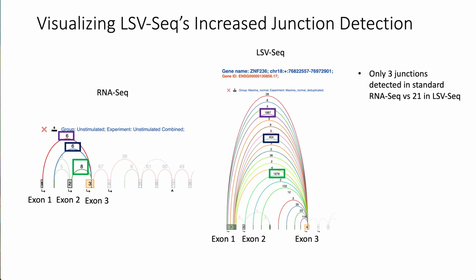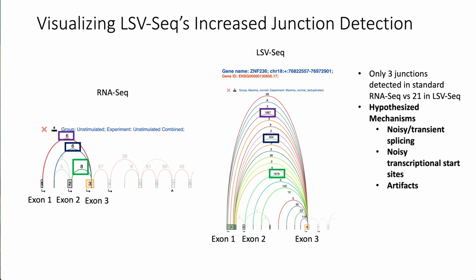We think there are many different potential mechanisms by which the de novo splice junctions we see here arise, which we are still trying to validate. These phenomena might include noisy or transient splicing, noisy transcriptional start sites, or technical artifacts. However, we think it's less likely these junctions are simply artifacts, since 20 out of 21 of the junctions that we detected can be found in a database of all splice junctions across GTEx or SRA.